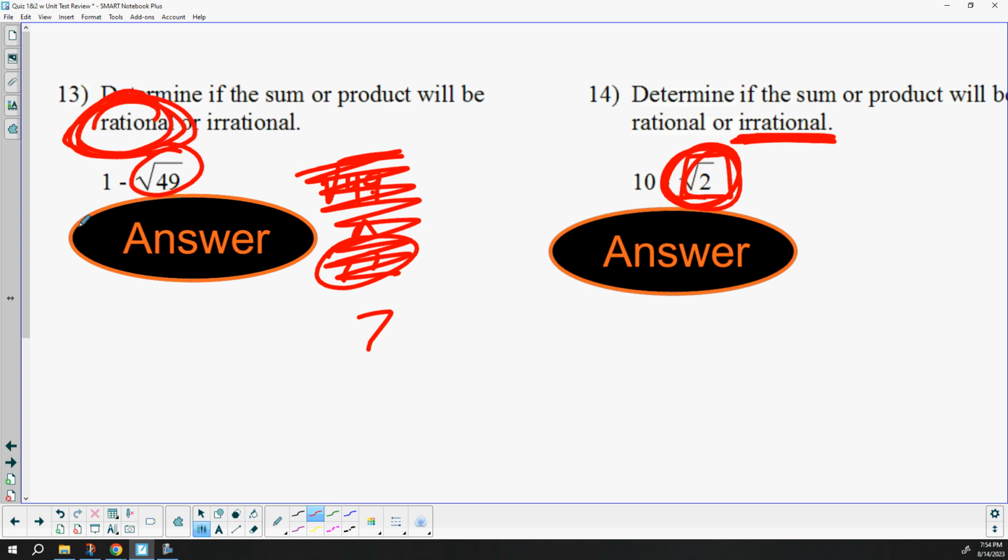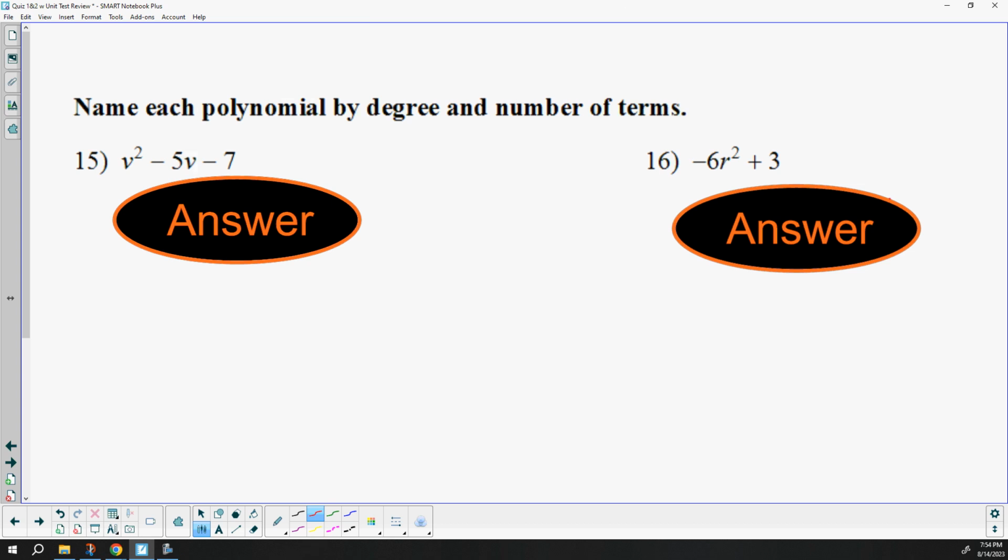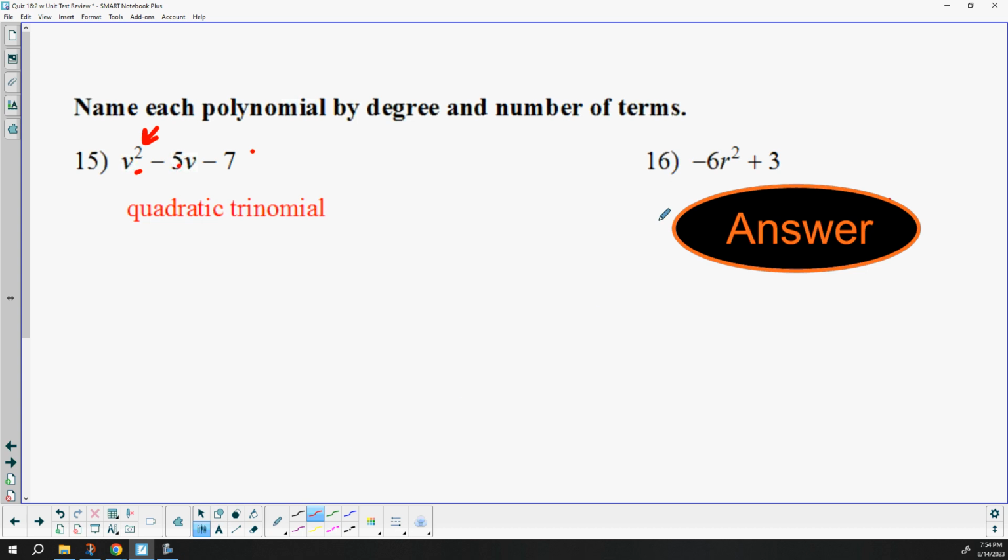We already named these from class, but again, 2 means it's quad. 1, 2, 3 terms mean it's a trinomial. 2 means quad. 1, 2, binomial. Quadratic binomial.